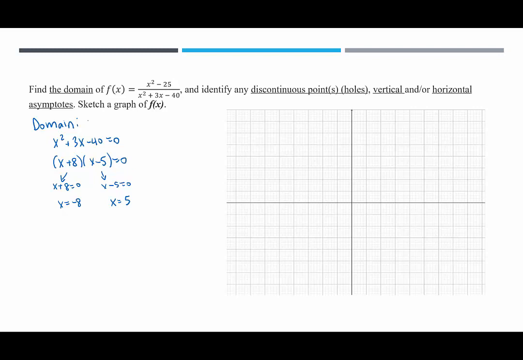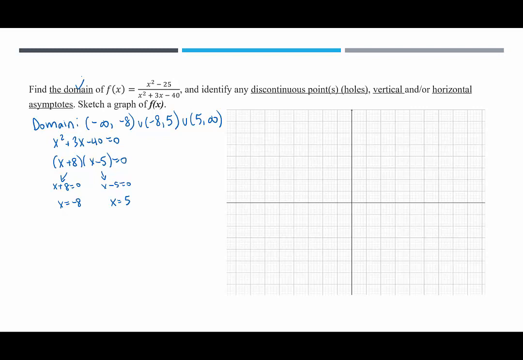To write that in interval notation, we're going to say, okay, we can plug in anything we want from negative infinity all the way to negative 8, but we can't include negative 8. Then we're going to start back at negative 8 and go all the way up to 5. Pull out 5 from the domain, and then it'd be 5 to positive infinity. So we can plug in any other value, just not negative 8 or positive 5. Okay, the domain is done.